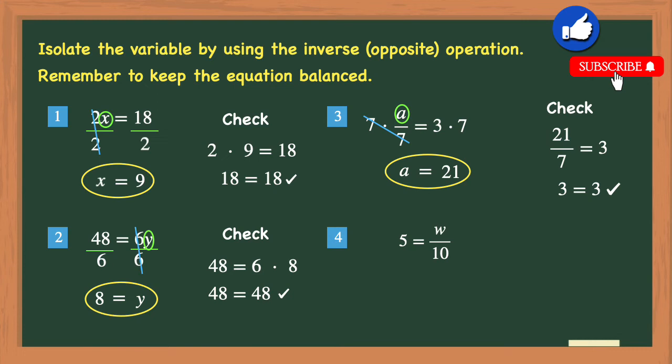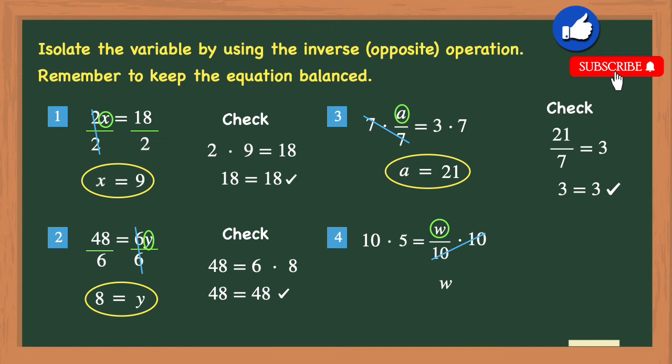Now we have 5 equals w divided by 10. We'll start by identifying the variable. Then, since w is being divided by 10, we need to multiply by 10. Then, to keep the equation balanced, we'll multiply by 10 on the left side of the equation as well. Next, we'll cancel out the pair of 10s, leaving just the w on the right side of the equation.